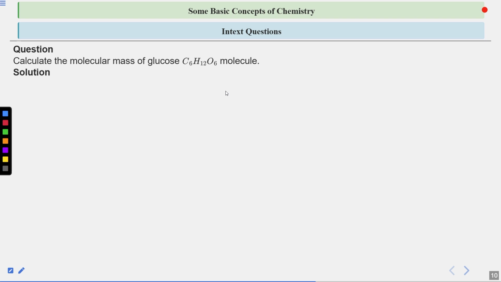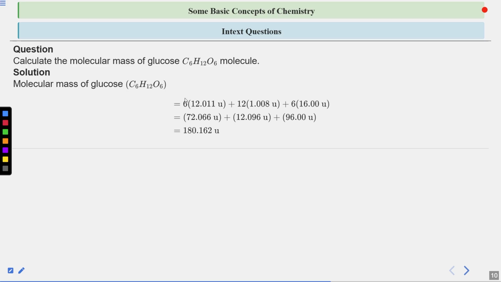How will we calculate it? We will use our formula, which is the atomic mass of each atom multiplied by the count, and then we will sum it all. So let's see how we will do it for the case of glucose.